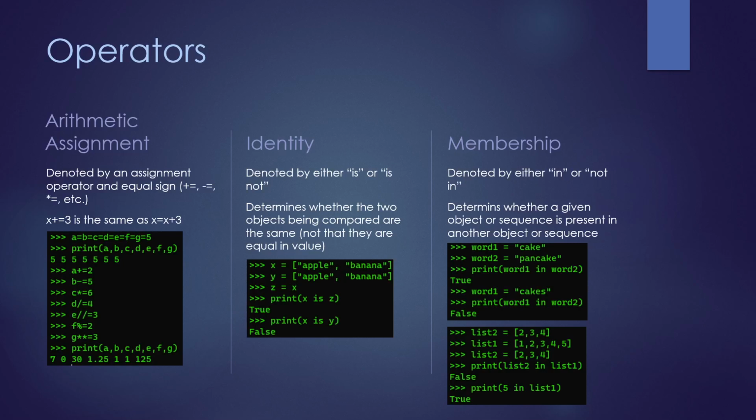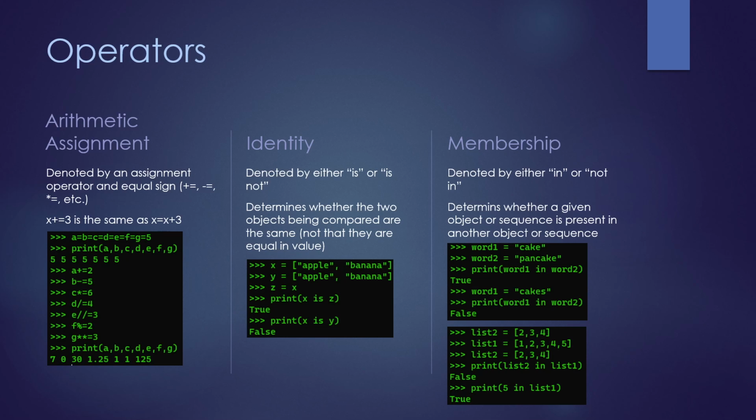All right, now we shift our attention to the identity operator. There's, of course, the negated one, but you have "is" as your operator. You can also do "is not" to do the opposite. So what the identity operator does is, and I quote, determine whether two objects being compared are the same, not that they are equal in value.